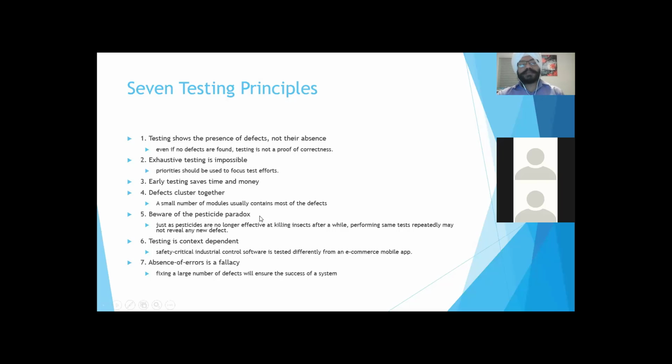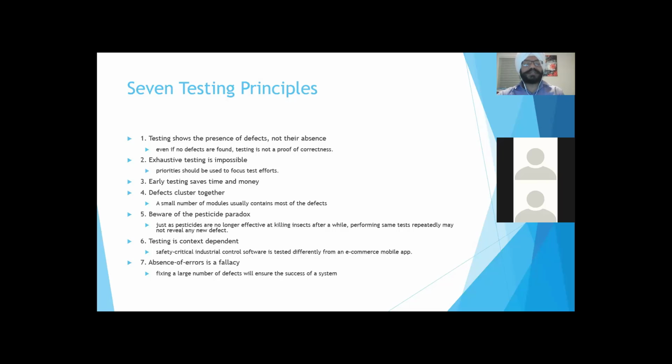Beware of the pesticide paradox. They have included this word because when we use pesticide on crops, after some iterations that pesticide becomes ineffective. We know the example of mosquitoes: every time, a new generation comes up that is immune to whatever we had in place. In the same way, if we keep executing the same test cases again and again, it may not be useful, because if all those previous test cases are not revealing any new defect, then it's of no use.